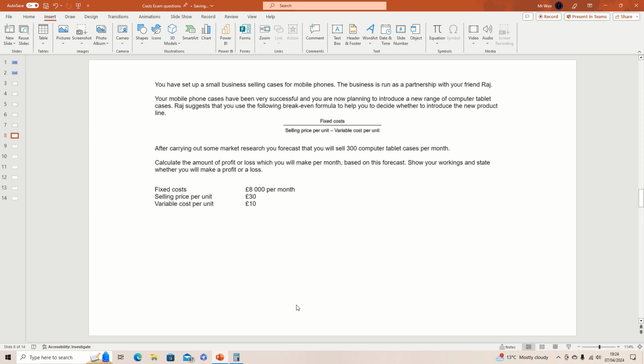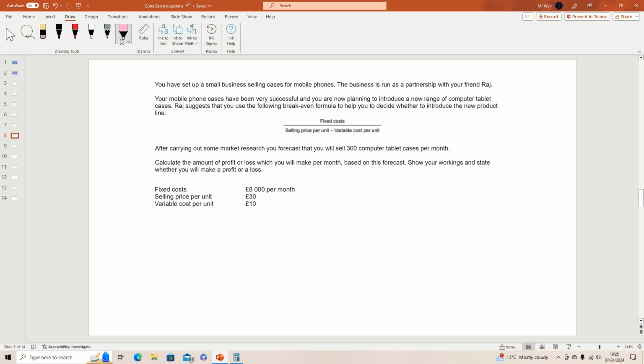Okay, now we're going to start to look at scenarios that involve a break-even formula. Now this particular question is broken down into stages. So first of all, we need to look at the profit or loss, but there's quite a lot to do on this question. So we're going to go through and highlight all the key bits of information as always. Let's use a different colour. So this time we are carrying out some research.